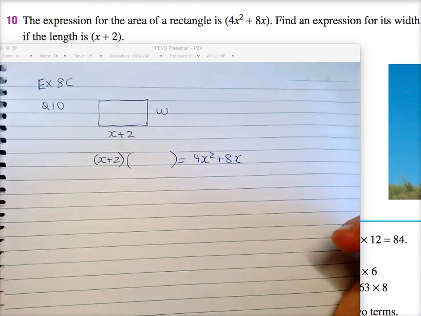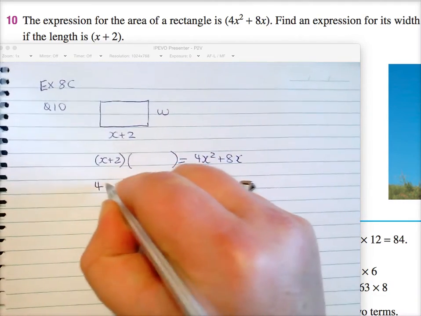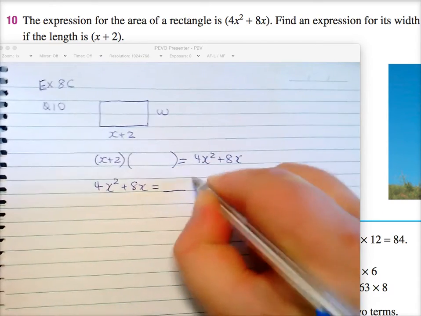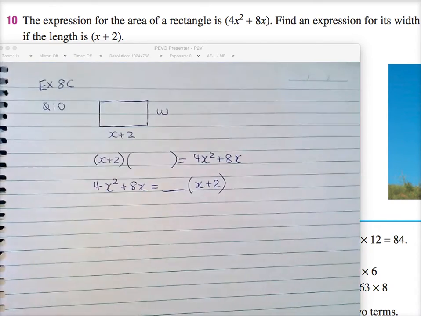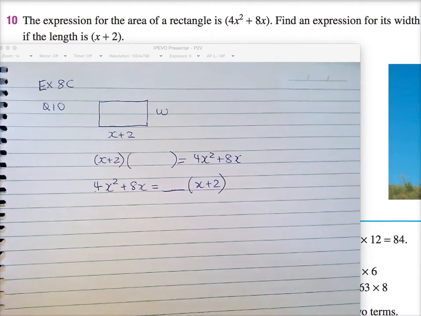Can we just put one number at the front? Not like that. So I shouldn't put it like that. I'm going to go like this. 4x squared plus 8x equals something times x plus 2. Have a guess. What do you think you need to multiply the x by to get 4x squared?